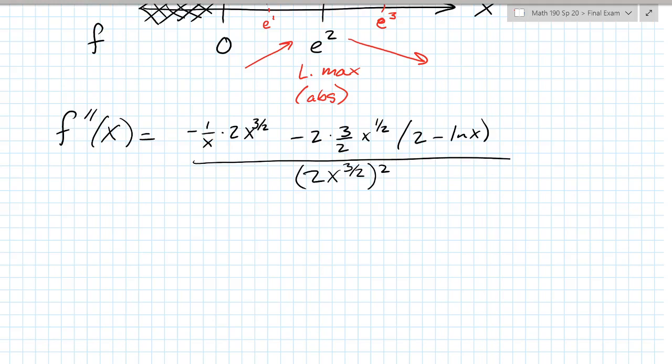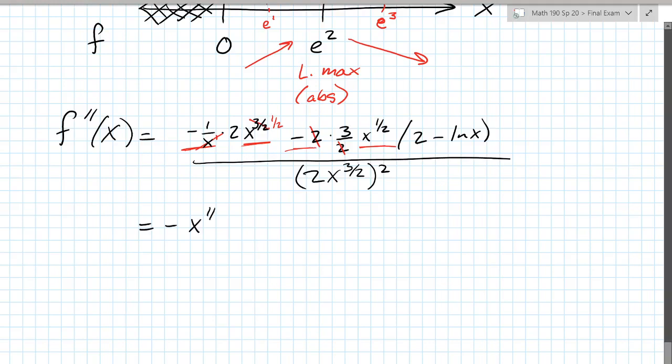All right, let's simplify what we can. I see a 2 and a 2, like that. I see x to the first and x to the 3 halves. So I'm going to cancel one of these with one of these to get an x to the 1 half. Now I notice that there's an x to the 1 half common to those two terms. There's also a negative common to those two. So I'm going to factor out a negative x to the 1 half power.